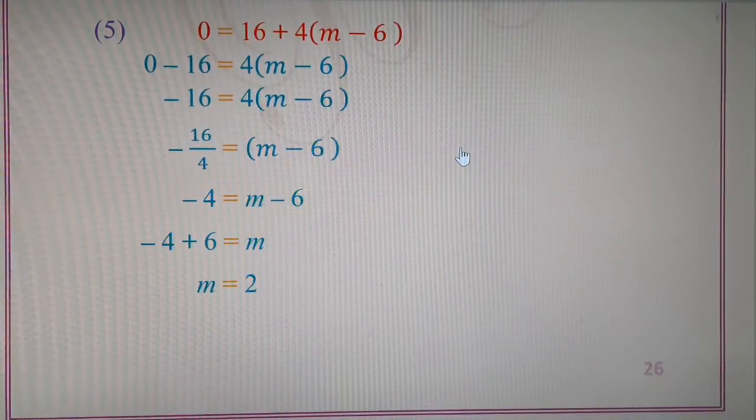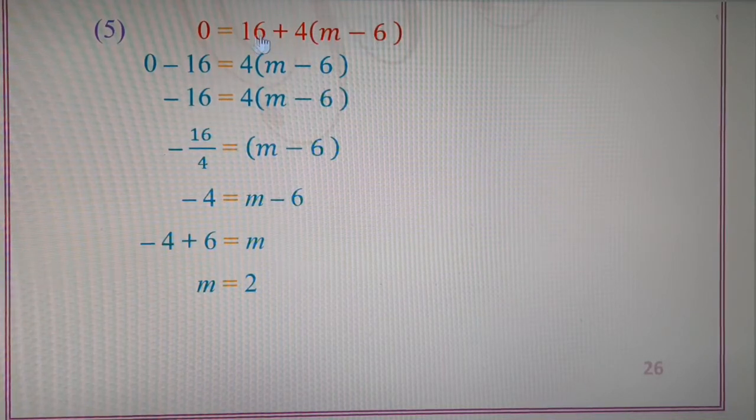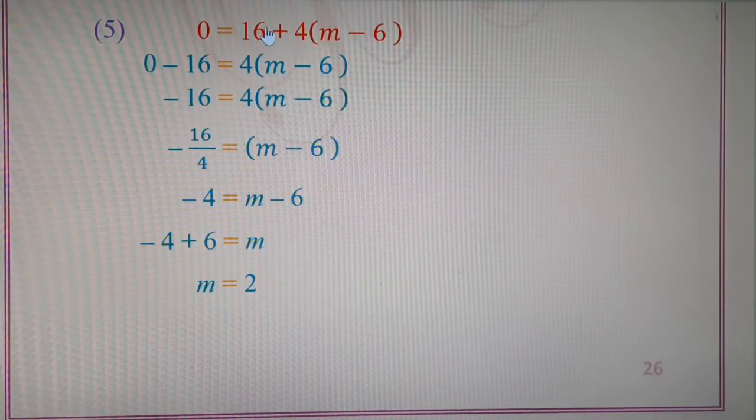Let's go to the third main question, sub question number 5. 0 is equal to 16 plus 4, open bracket, m minus 6, close bracket. So here 4 is multiplied with the bracket and then 16 is added to it. That means first we have to multiply 4 with the bracket and then we have to add 16. So 16 can be transferred from right hand side to the left hand side using the transpose rule.